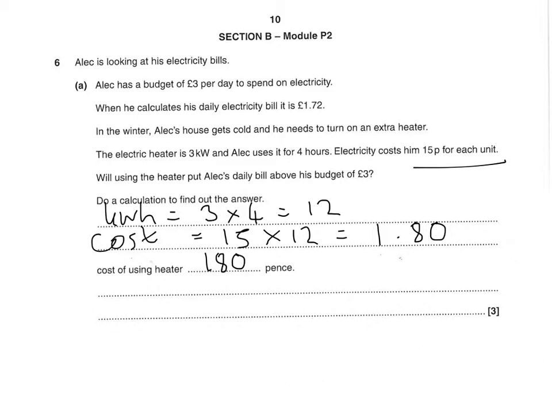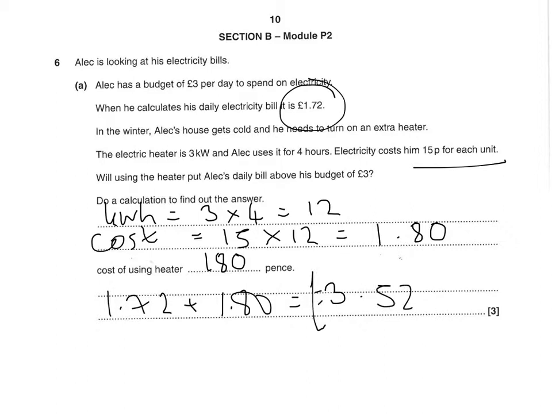And so, does it put him over? Well, yes, his total cost is going to be £1.72 plus £1.80, which equals £3.52, which is over his £3 budget. So, if you worked out that total cost, that gets you all 3 marks. But the breakdown is if you worked out 180 pence, that just gets you 2 marks. And if you just put 4 times 3 times 15, that gets you 1 mark.